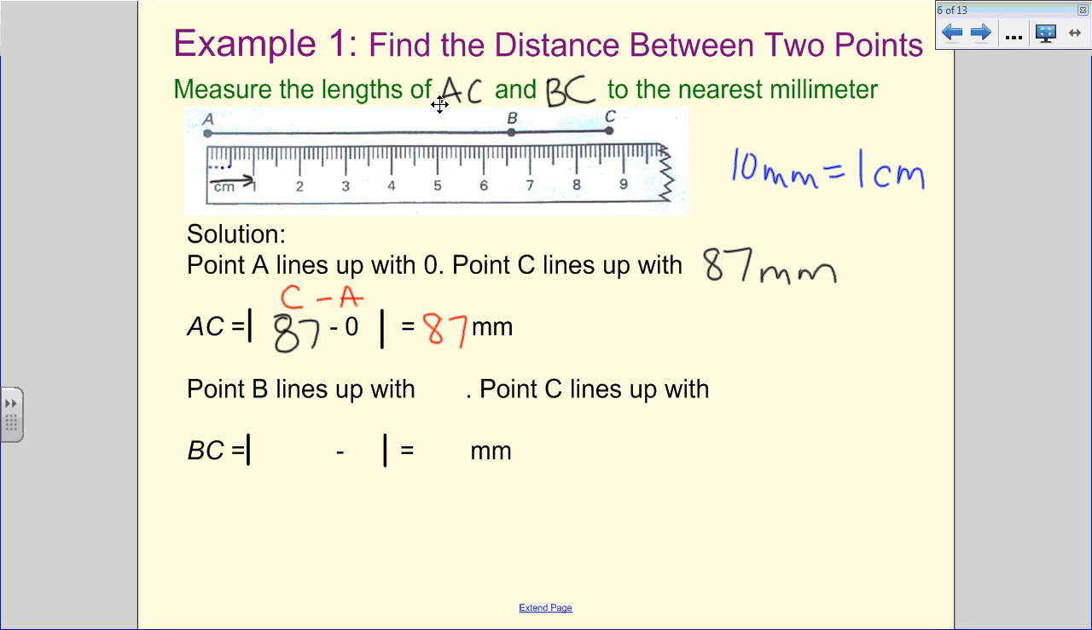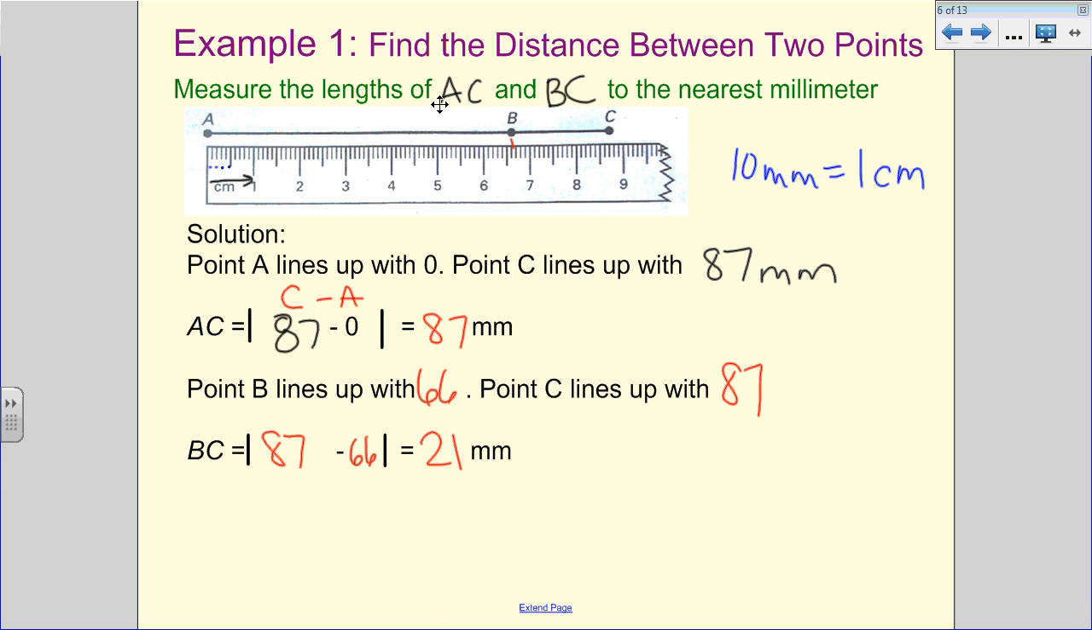millimeters. If we take a look at point B, it's lining up with, right here, that's 66. And point C, we know, lines up with 87. So to find that, like I said, we're using our absolute value. So we're going to take 87 minus 66, and that leaves me with 21 millimeters. So this is the point.